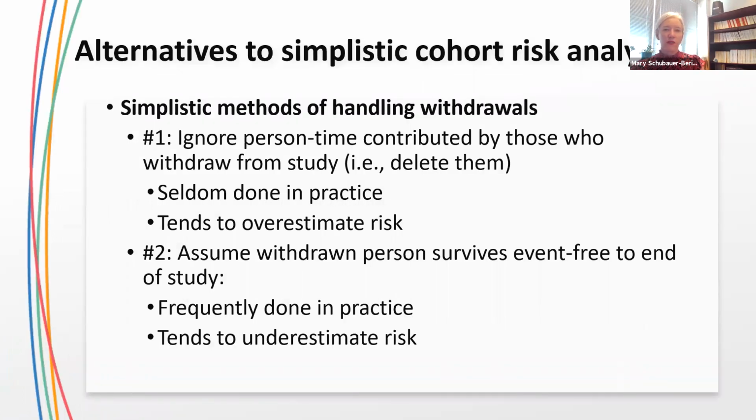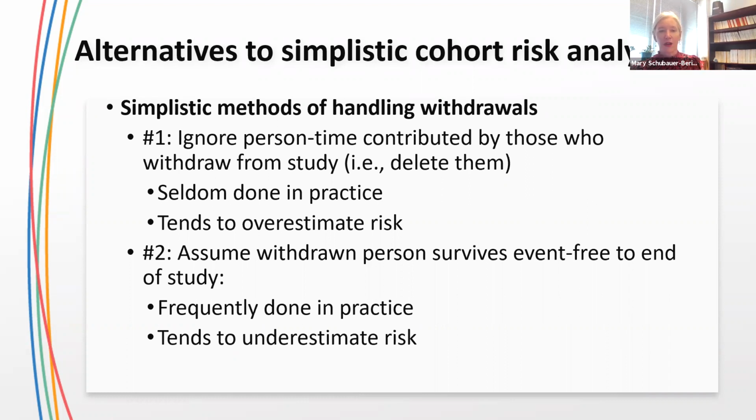Okay, so what are some of the alternatives to a simplistic cohort for risk analysis? How about handling of withdrawals? Simplistic method number one would be to ignore the person time contributed by those who withdraw from the study, that is to delete them. This would be seldom done in practice, and it would tend to overestimate risk. Another approach is to assume that the withdrawn person survives event-free to the end of the study.